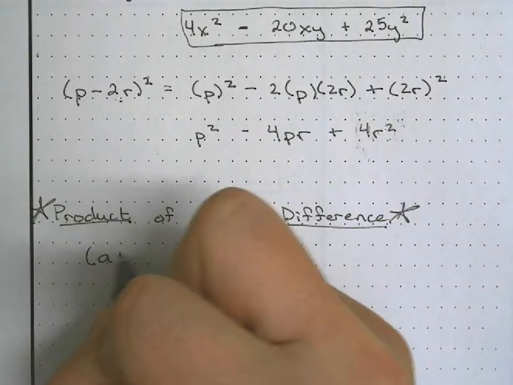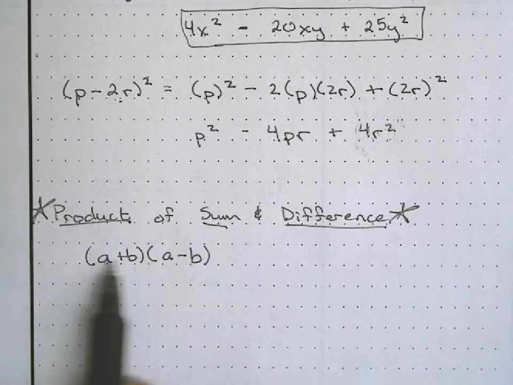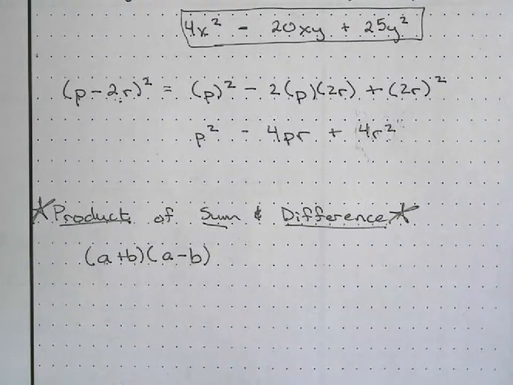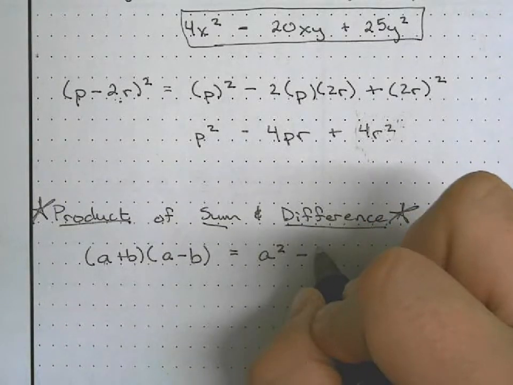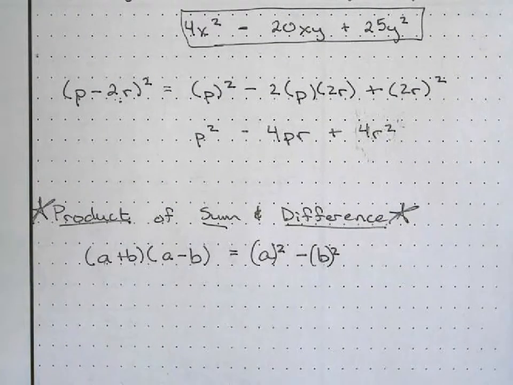So we'll have a plus b times a minus b. So these have to be the same exact terms. A has to be a, b has to be b. And what this equals is a squared minus b squared. So we'll take that a term, plug it in, square it, put a subtraction sign, and we'll take that b term, plug it in, and square it, and then we're done.